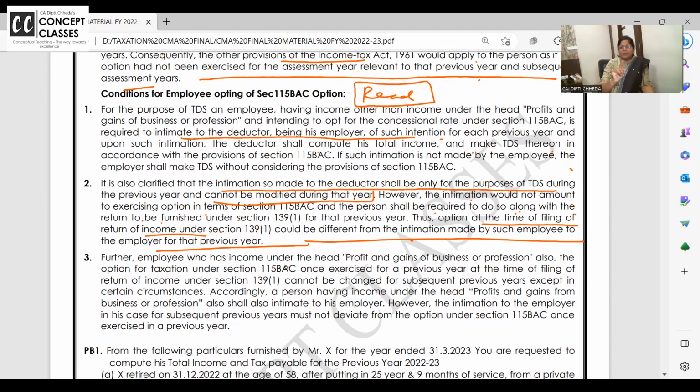Inform your employer at the beginning whether you want old or new. And it will not change in between the year. It cannot be modified during the year. Once the year is over, while filing the return, the employee has an option, which could be different from what you have intimated to your employer. Simple.